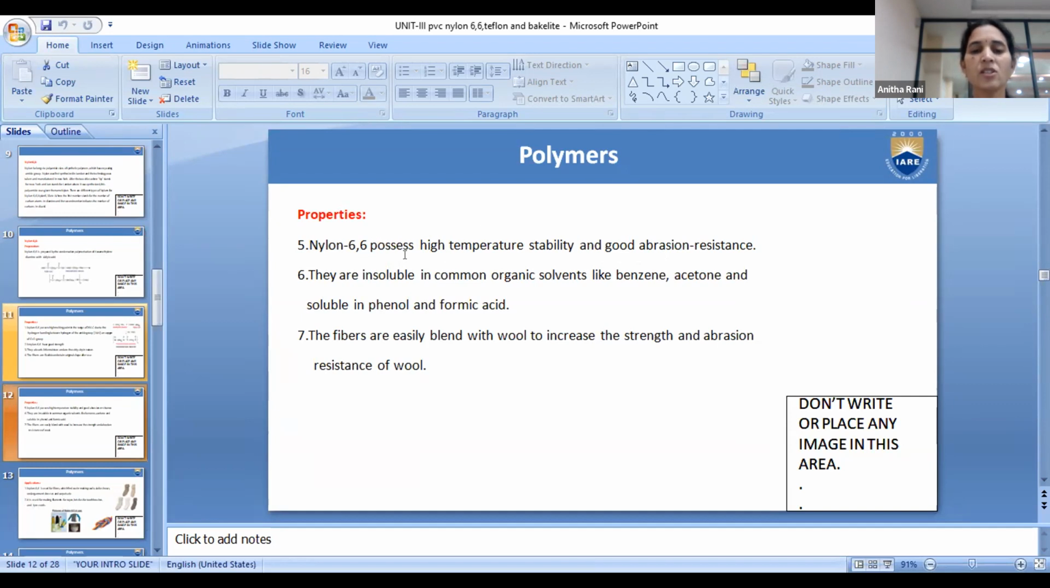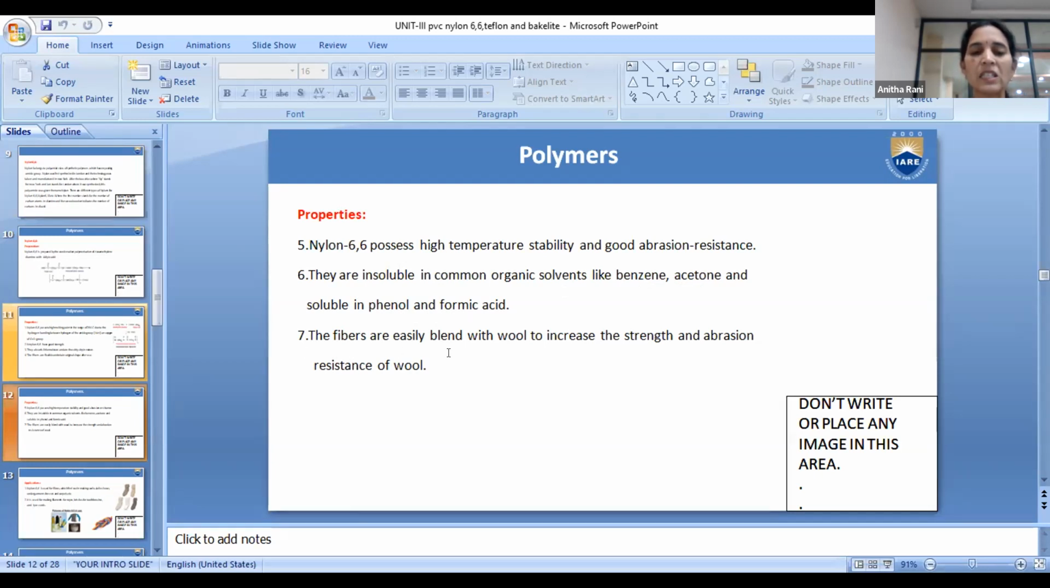And it possesses high temperature stability, that is, it is resistant to heat. And nylon 6,6 is insoluble in common organic solvents like benzene and acetone, but soluble in phenol and formic acid.